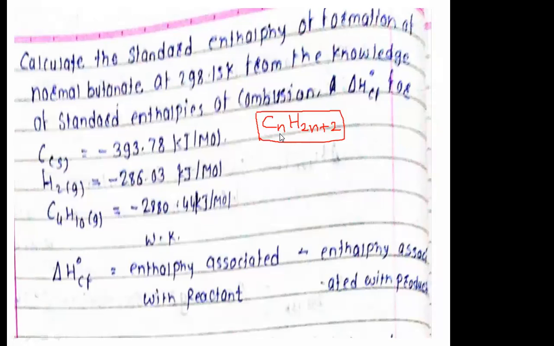If it is methane, then n is 1, and 2n+2 is 4, so CH4. If it is ethane, n is 2, 2 into 2 is 4, 4 plus 2 is 6, so C2H6, ethane. Propane is C3H8, and C4H10 will be normal butane. We have to form a chain.